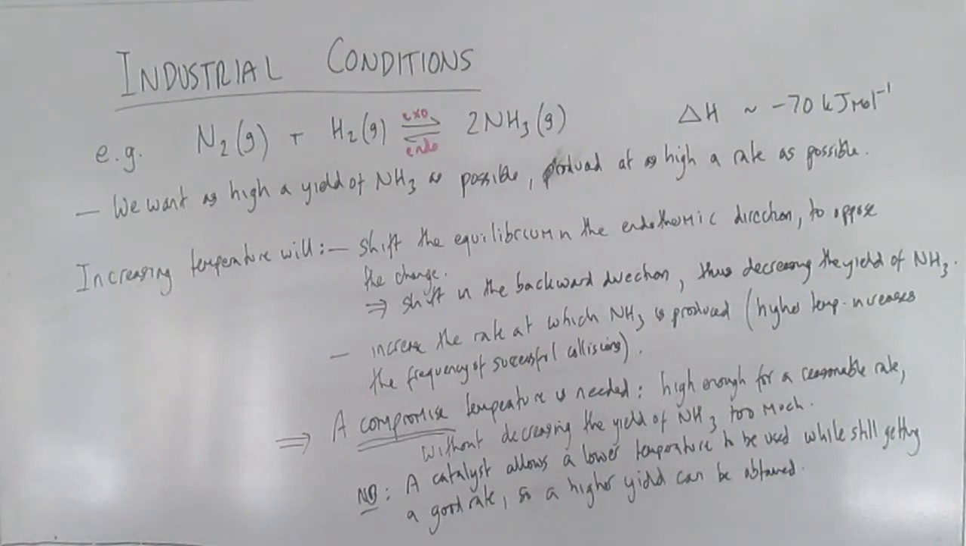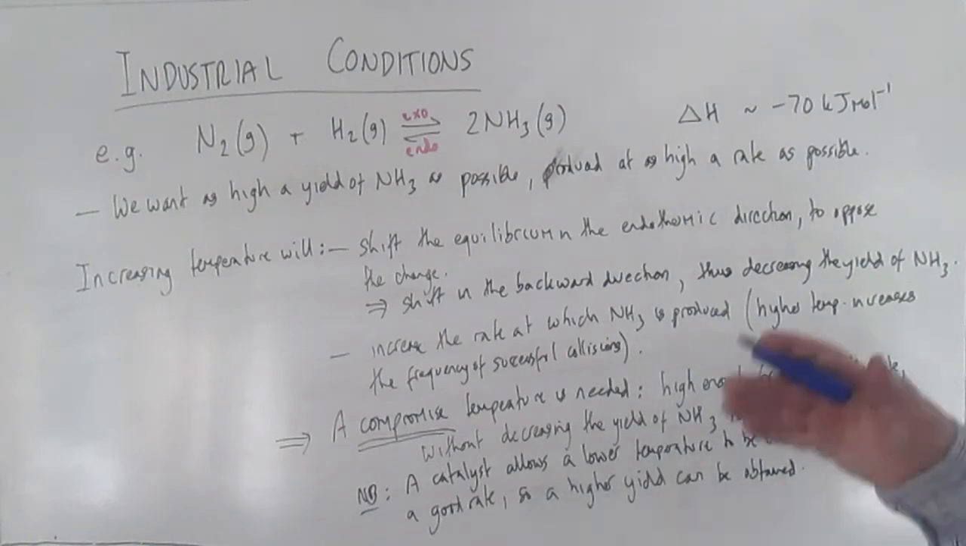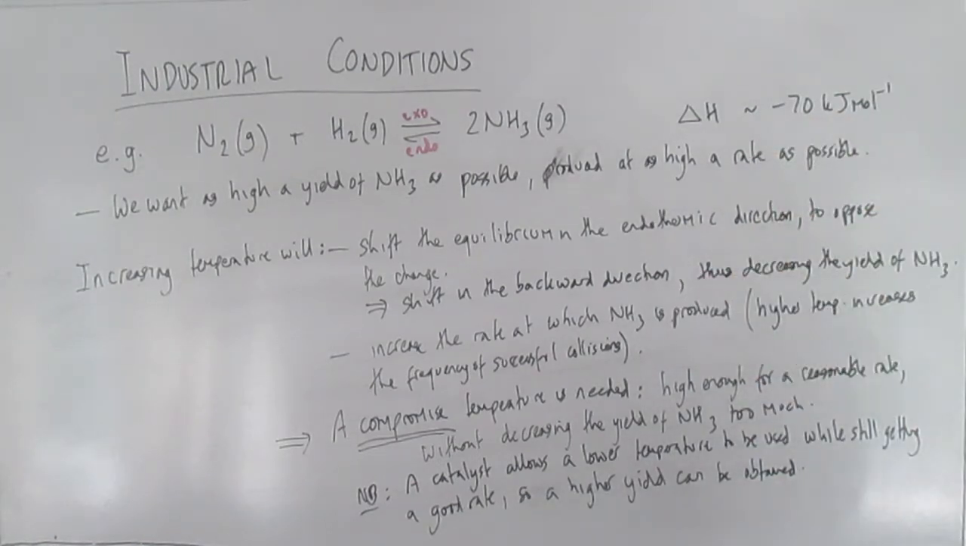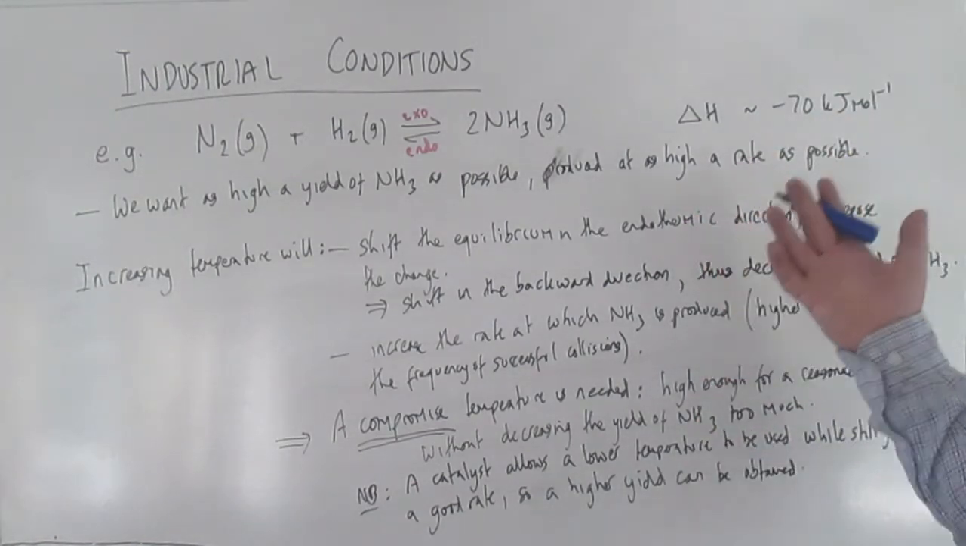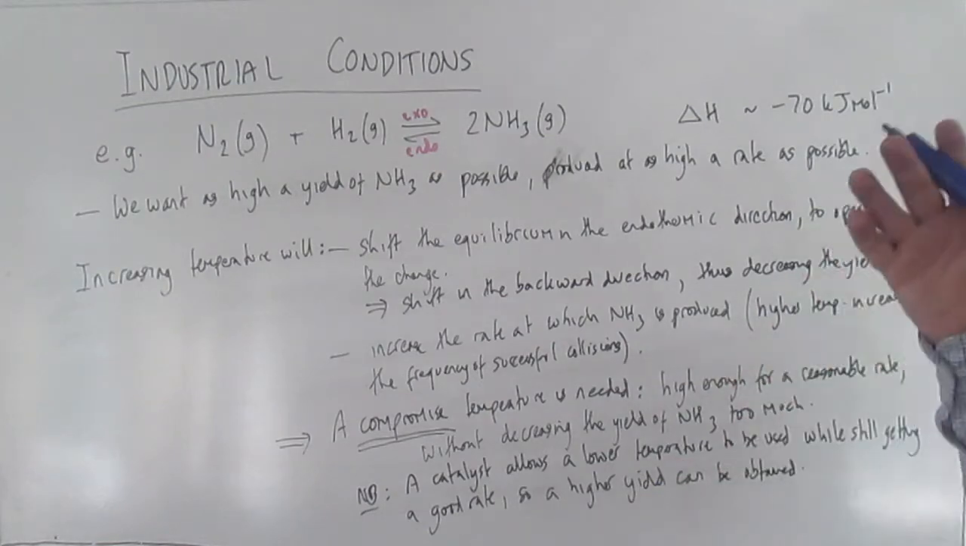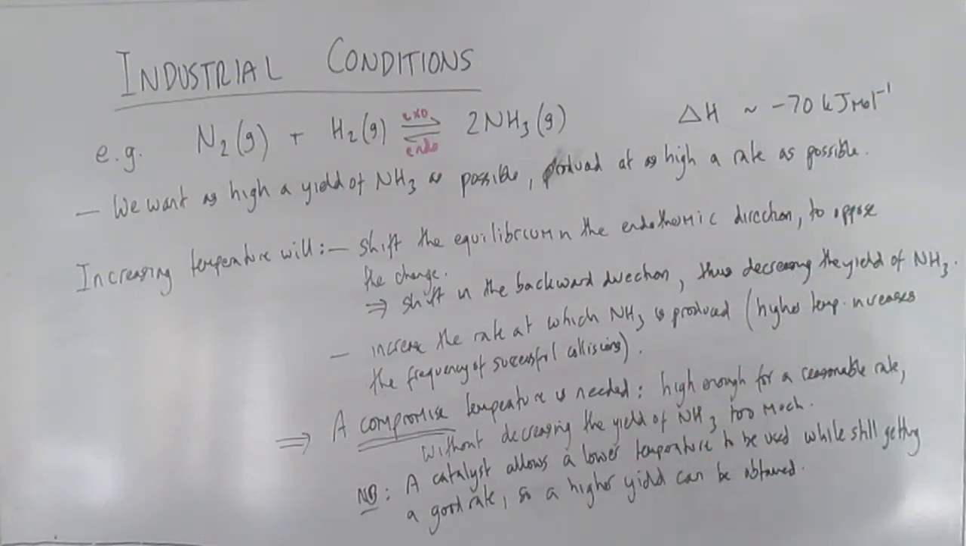Okay, so when you get questions like this about industrial processes, you've got to make sure you go through it in enough detail. Don't just focus on the equilibrium or just on the rate. Focus on both and explain what the compromise is. So that's temperature. What about pressure?